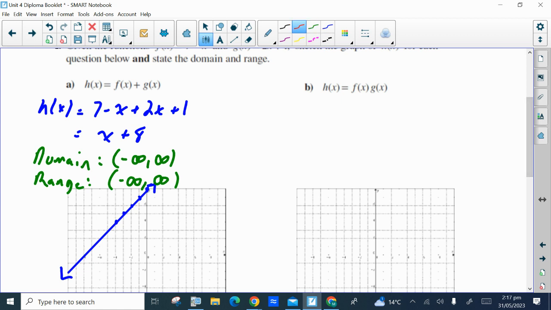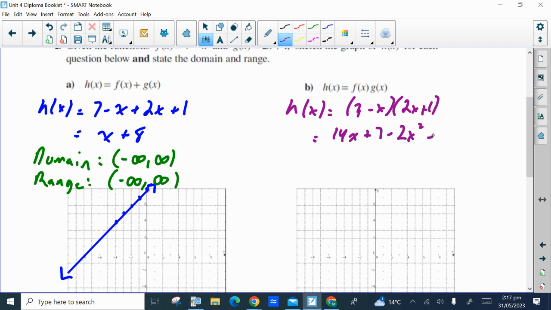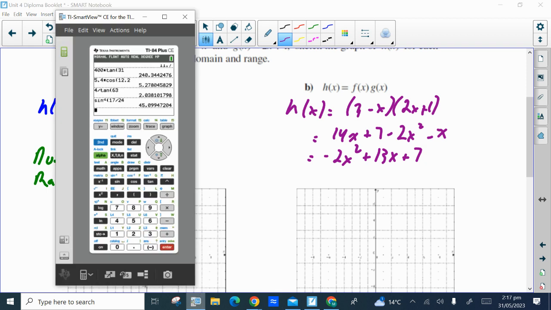So for question B, h in this case is found by multiplying the two functions together. So that'll give us 14x plus 7 minus 2x squared minus x, or negative 2x squared plus 13x plus 7, which is a quadratic that opens downwards. And in this case, I would probably use the graphing calculator to help us sketch.